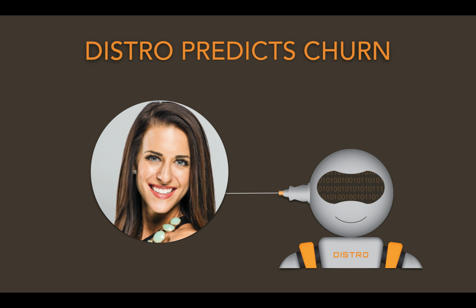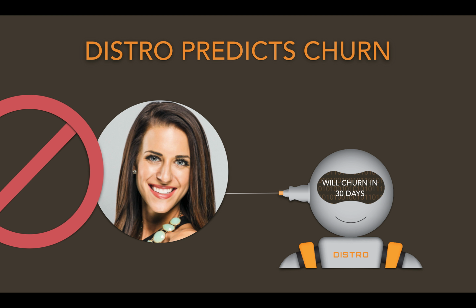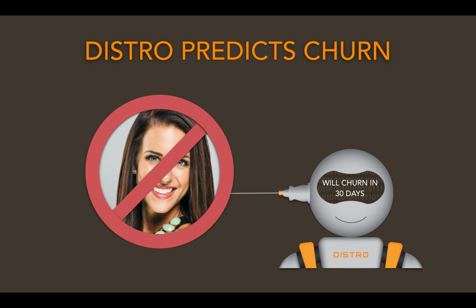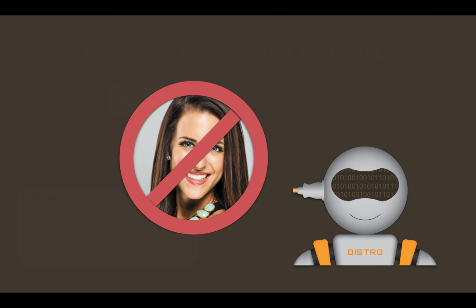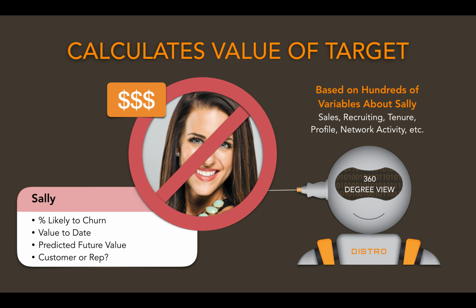So how does it work? Well, DIstro takes a rep like Sally and predicts that she's going to churn sometime in the next 30 days. And what do we do about that? Just knowing she's going to quit isn't enough. We've got to build our own version of a 360 view about a customer or a rep. These are based on hundreds or thousands of variables that we get from you and your systems to predict things like what has Sally's value been to date? And if we keep her, how much money will she drive to the company in the next 6 or 12 months?